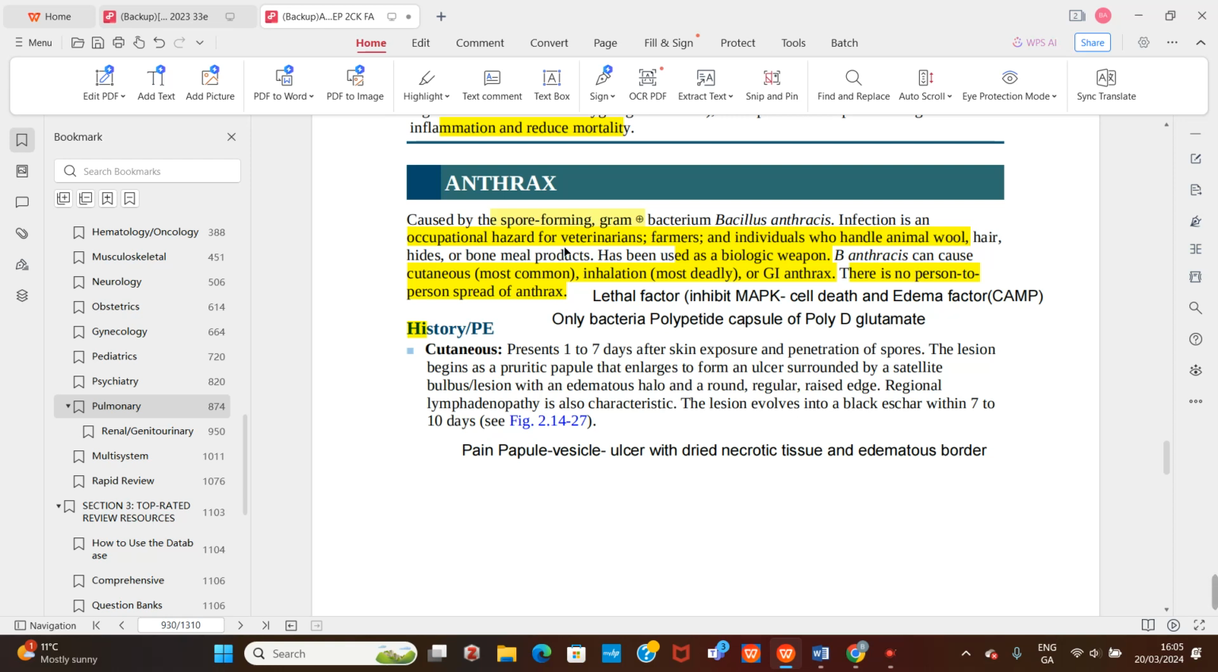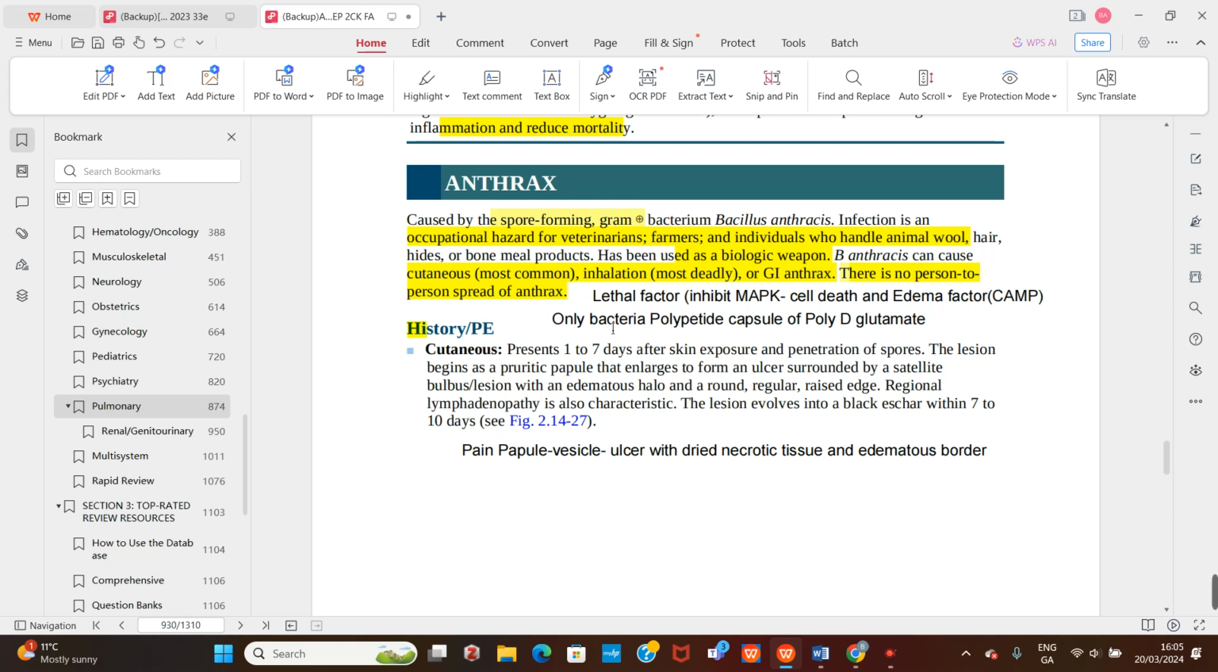And it's very important for us to remember that we have three major forms: the cutaneous, the inhalational or pulmonary, and the gastrointestinal form. The most common form is the cutaneous form, followed by the pulmonary, then the gastrointestinal one. We should not forget that it is not transmitted from person to person, so it doesn't spread by personal contact. It can only be gotten from cutaneous inoculation, from inhalation, which is the pulmonary one, or from ingestion.